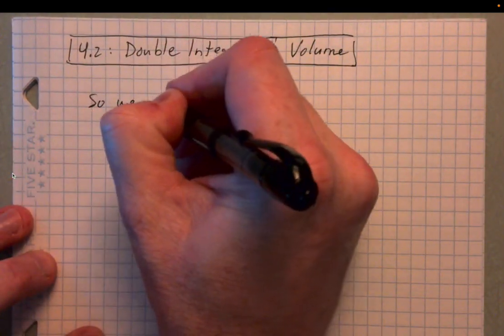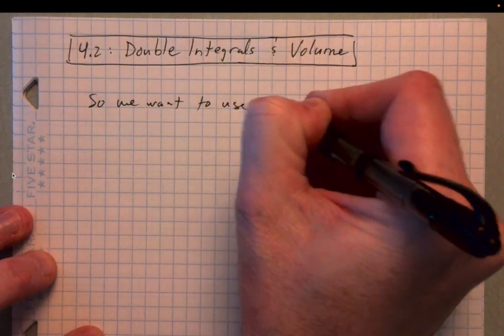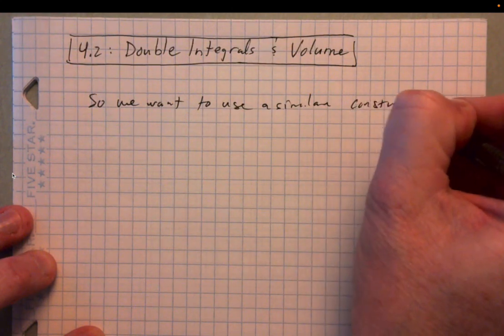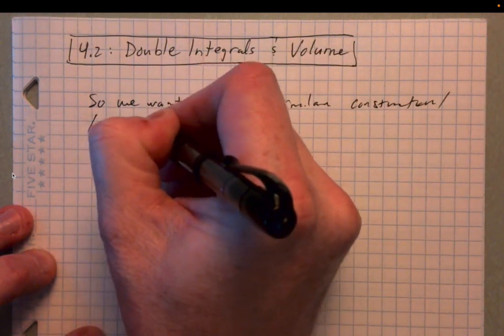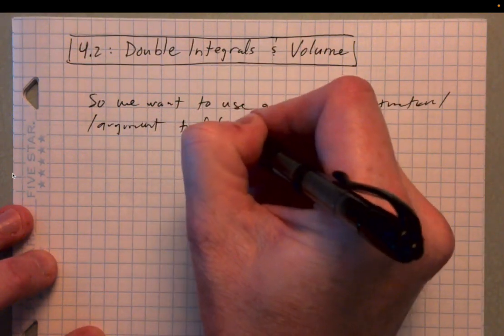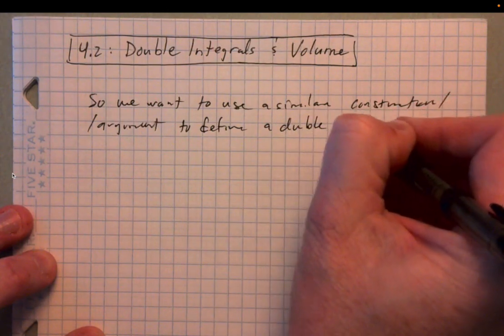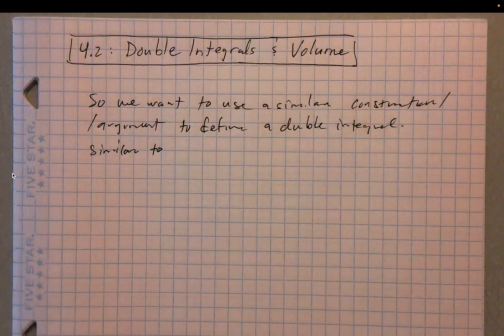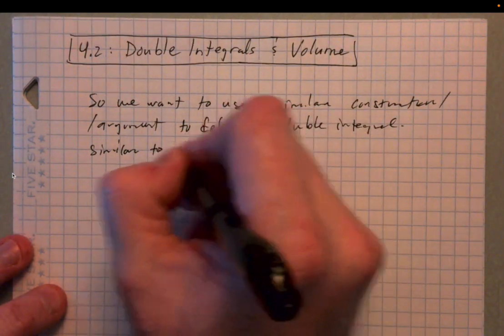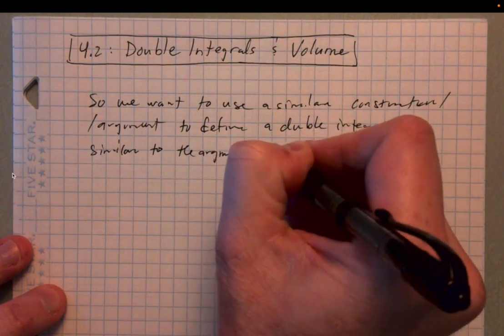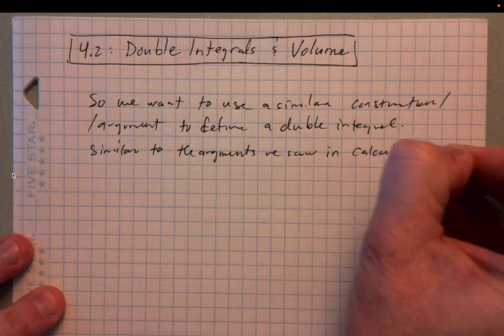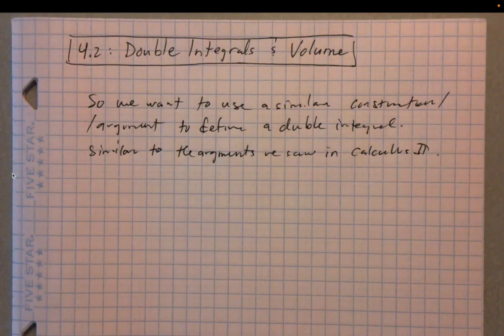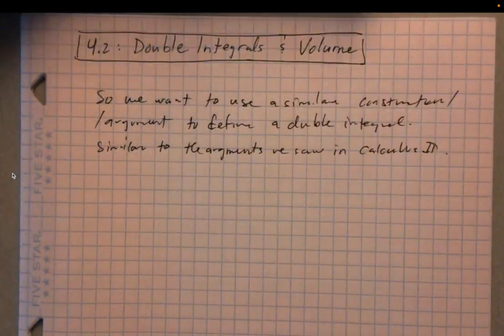So we want to use a similar construction or argument to define a double integral. And when I say similar to the argument we saw in Calculus 1 and Calculus 2, specifically when we talked about finding the area of a region using an integral. Now we want to talk about finding the volume of a region using a double integral. So to that end, let's go ahead and define some things.